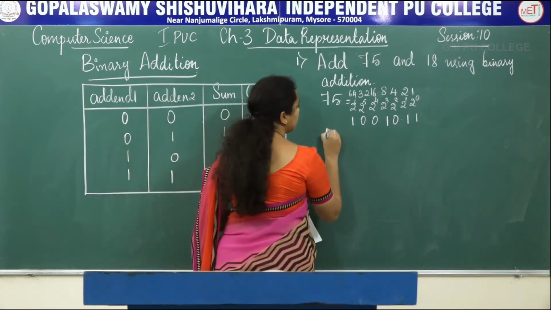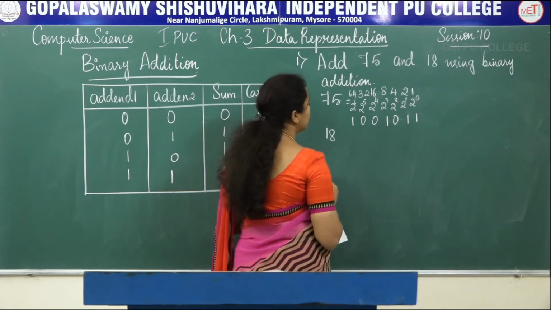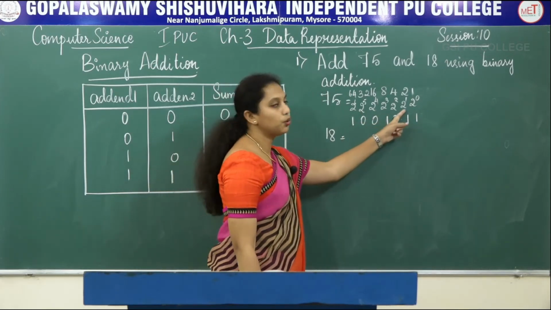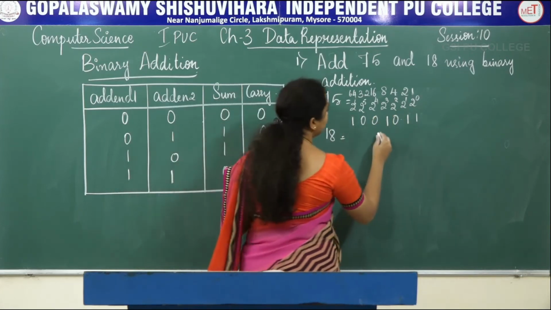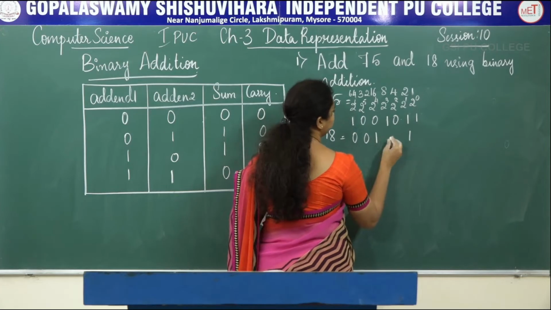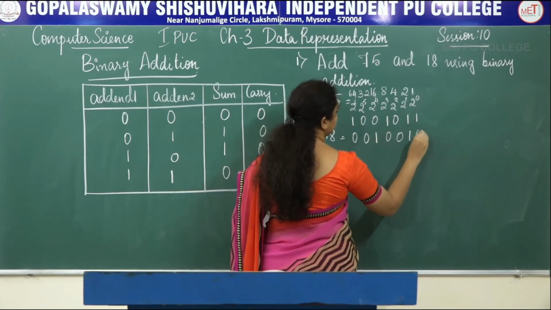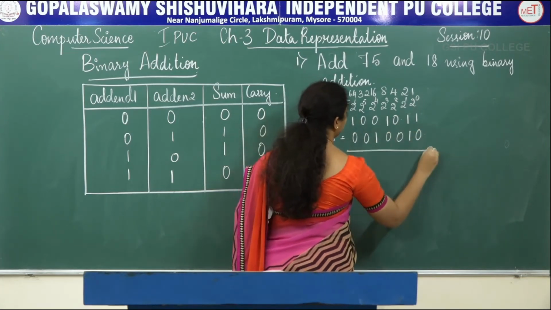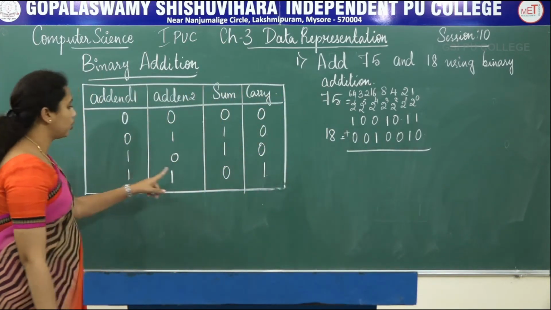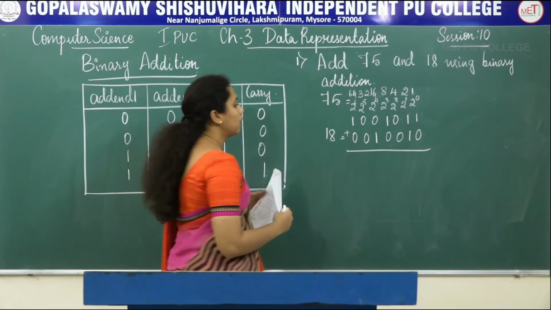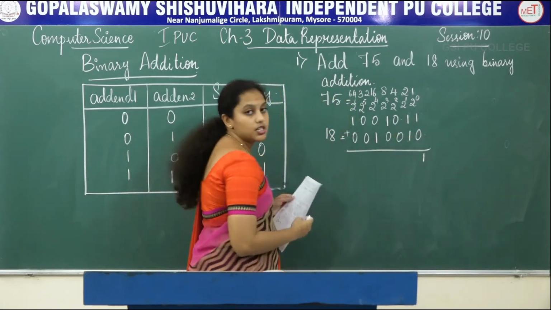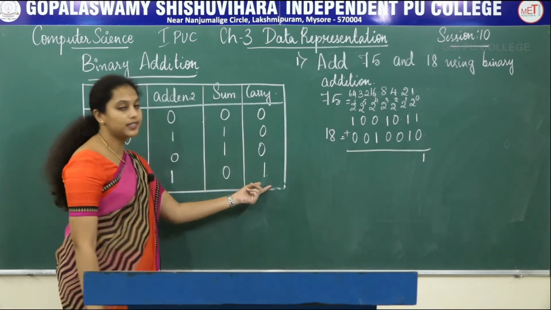Next, 18. How to represent 18? 16 plus 2 is 18. So in rest of the places you have to put zeros. So now add the numbers. What is 1 plus 0? 1 plus 0 is 1. 1 plus 1 is 0, 1 carry.